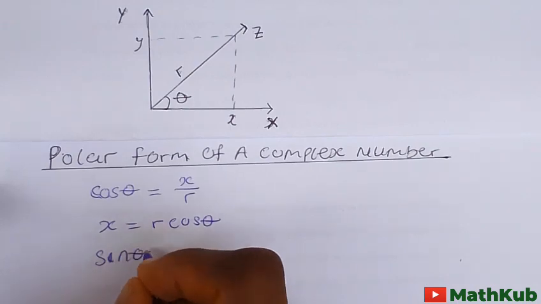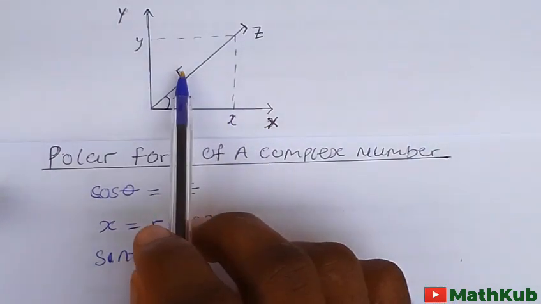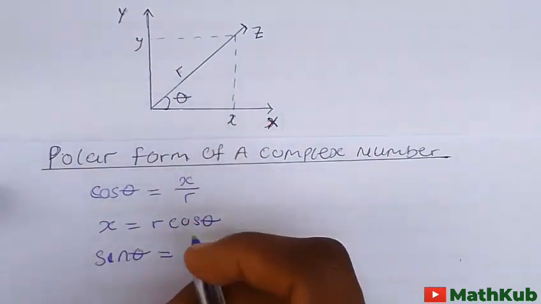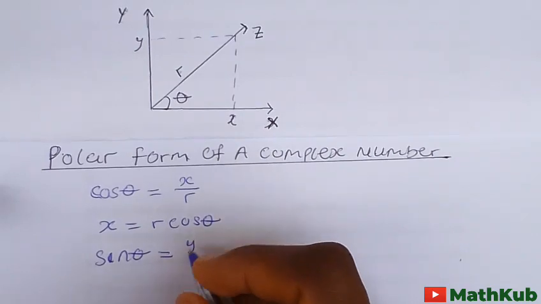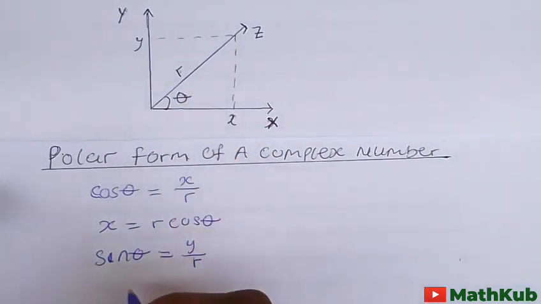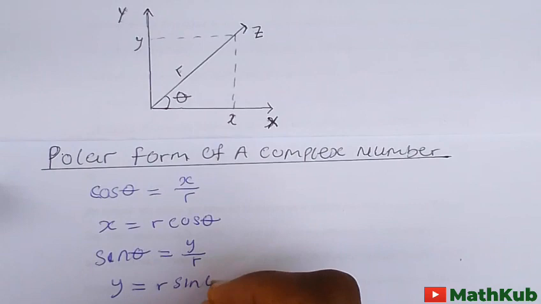We also established that sine theta is equal to opposite over hypotenuse. Opposite is this y-axis, which is y over the hypotenuse, y over r. And we are looking for y. Then y will be equal to r sine theta.